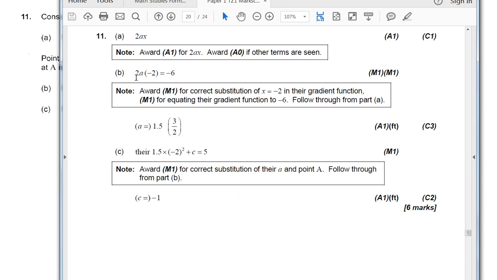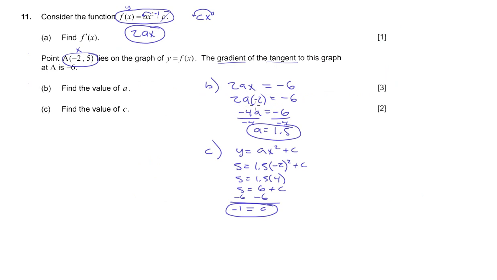Part B, we do 2a times -2 equals -6. So award a point for the correct substitution of x equals -2 into the slope function, and then another point for equating their gradient function to -6. And then the last point there is for coming up with a equals 1.5. Let's make sure that we had that. 2a times -2 equals -6. So we got all the points there on B because that was a 3-pointer.